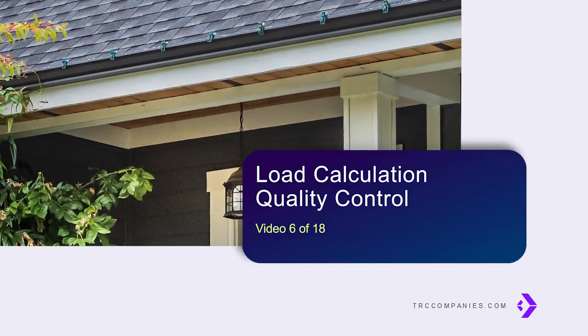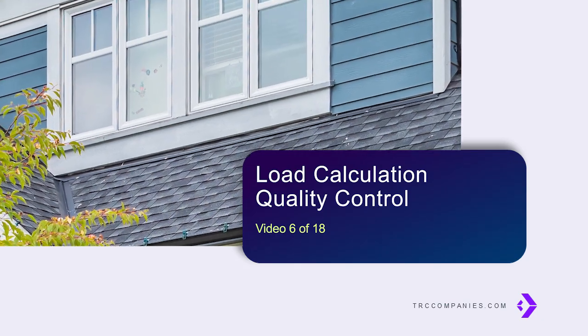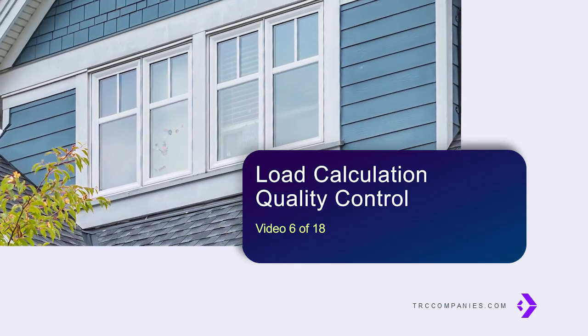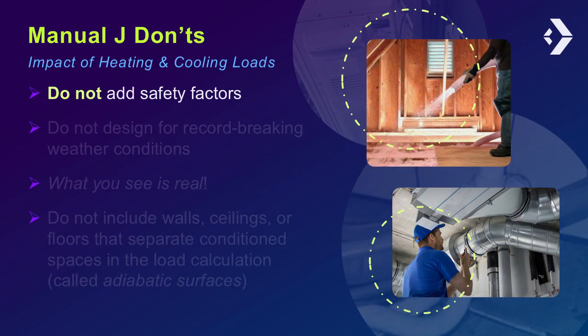In this video, we'll cover what not to do when using Manual J, some high priority quality control checks you can do on the inputs, and some key things to look for in the outputs that might indicate a mistake. Let's get started. So first off, here's what not to do. First, don't add extra safety factors. Manual J already includes built-in safety margins, typically around 20% oversizing, maybe more, so don't add on top of that.